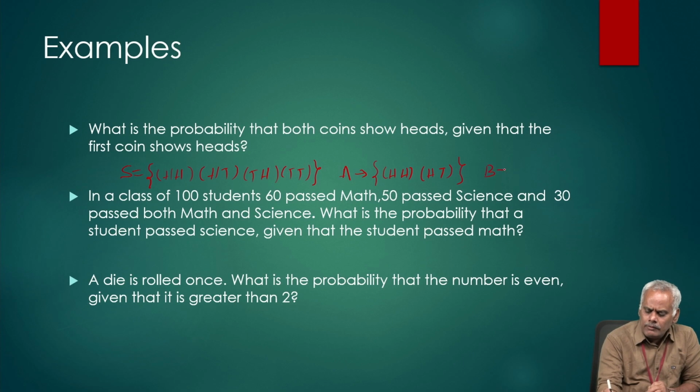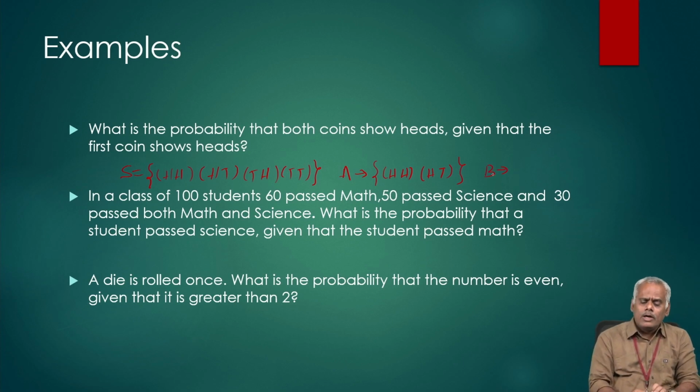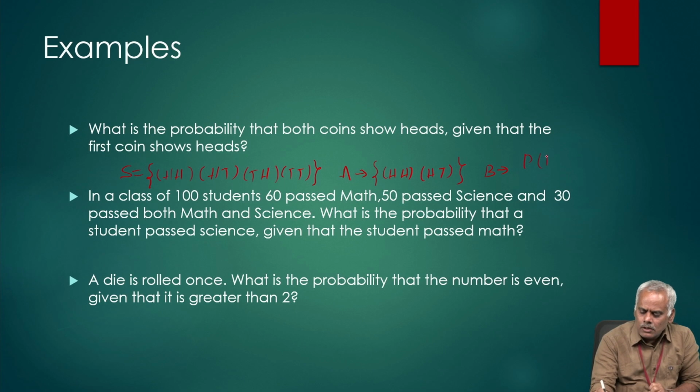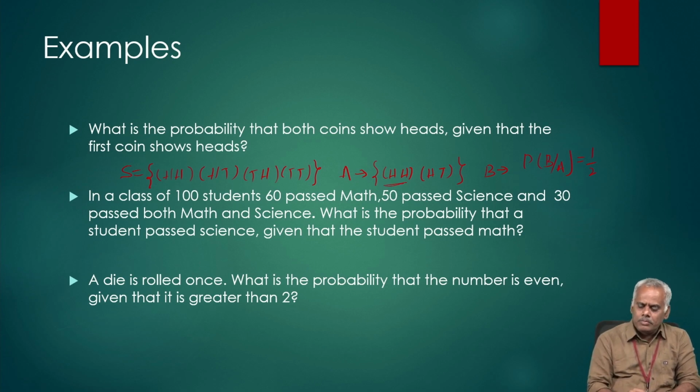And if you consider the event B as both coins show head, then the probability of B slash A is 1 by 2. Now this one elementary event in A is favorable to B. That is, second coin shows head. So probability of B slash A is equal to 1. That is, probability that both coins show head given that the first coin shows heads.